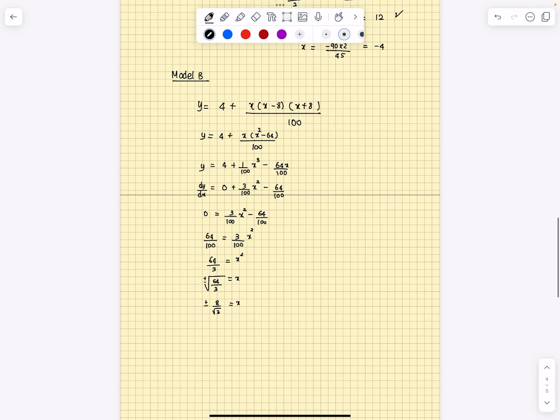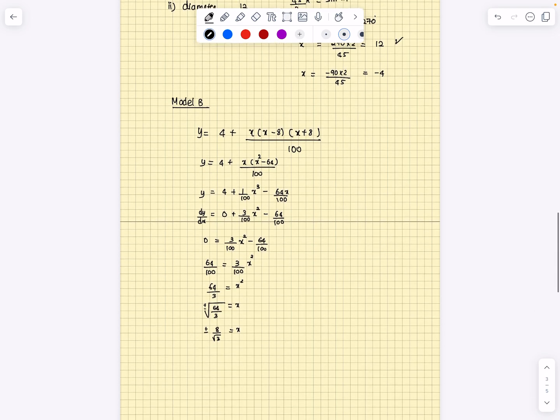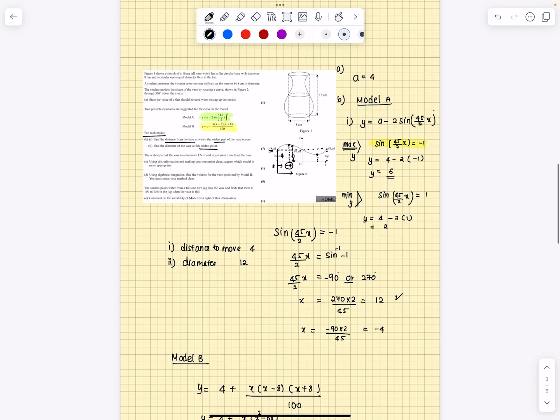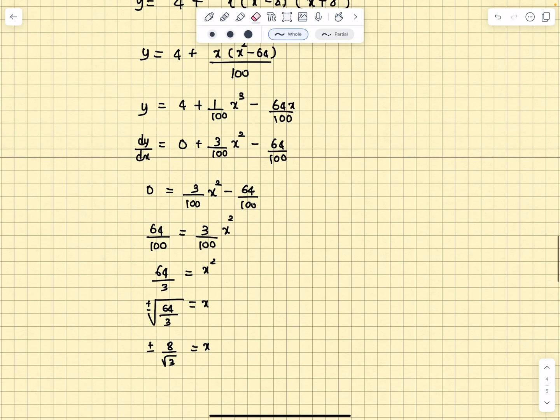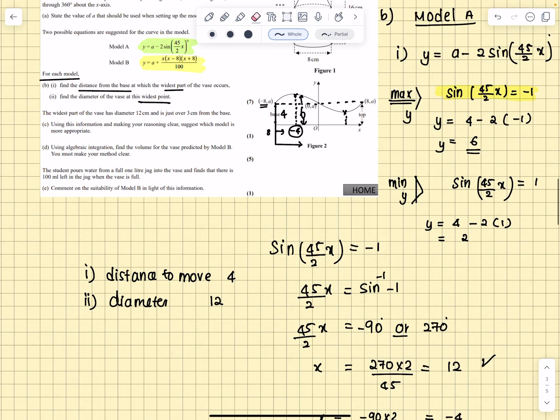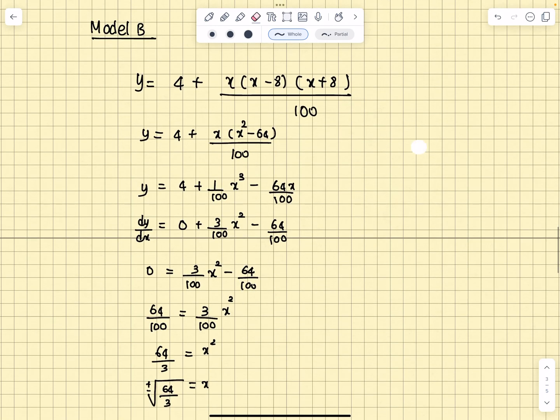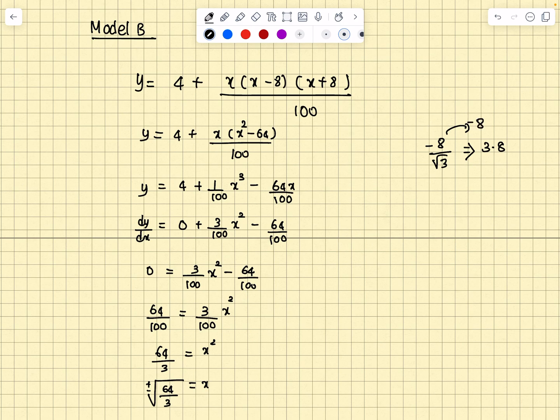So that's the differentiation. They're asking how much distance it needs to move. That's the x-coordinate. How much does it need to move from minus 8 to get to minus 8 over root 3? Because that point should have been in model B. So from minus 8, how much should it be moving? The gap is 8 over root 3, which should be around 3.8 something, from here to get to minus 8.